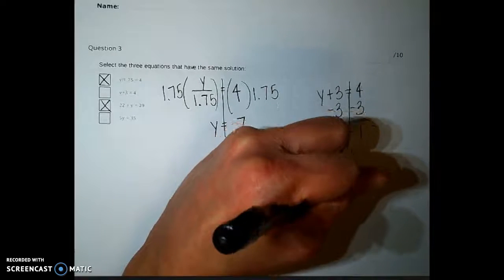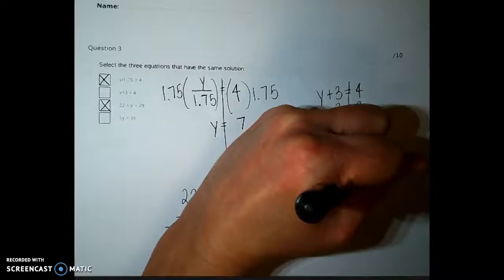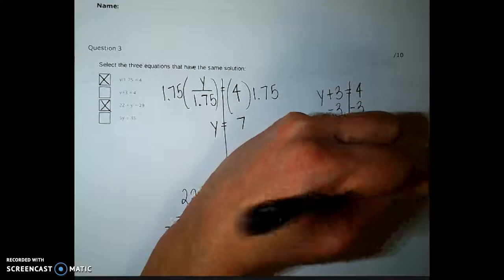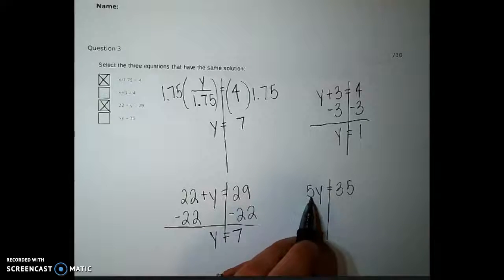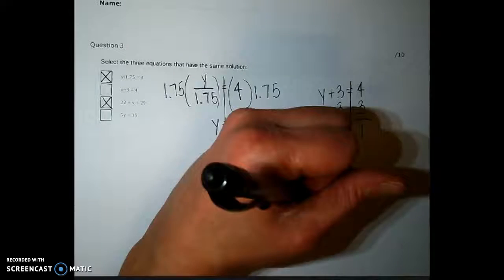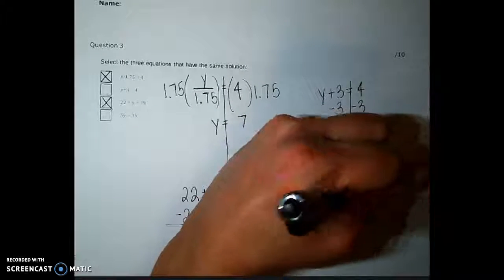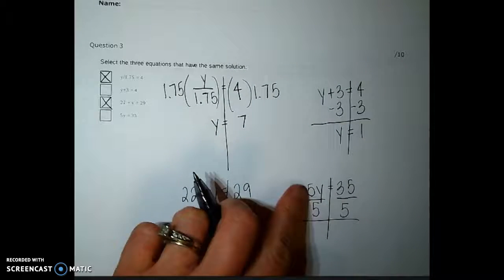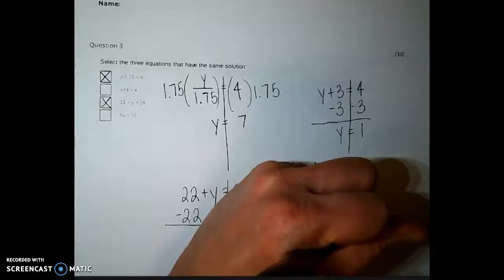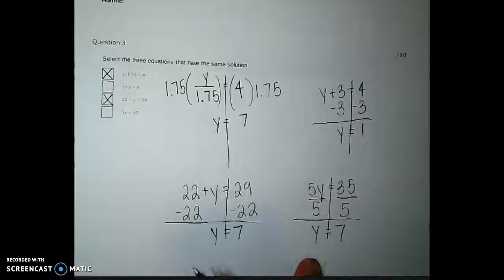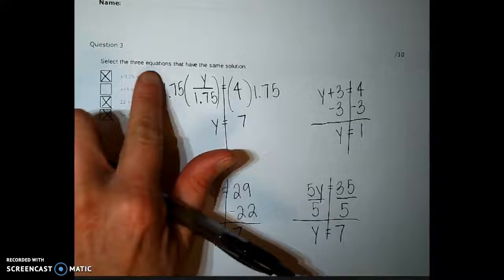And then the very last one, we can guess that this is going to be our third equation, but we should probably just double check to make sure we don't make any mistakes. So I have 5y equals 35. To undo multiplication, which is what I have right here when I have a coefficient, a number before the variable, I have to divide. So I undo multiplication by dividing. 5y divided by 5, that leaves me with just y. 35 divided by 5, that gives me 7. And I see that I have a third equation with the solution 7. So those are my 3 equations that have the same solution.